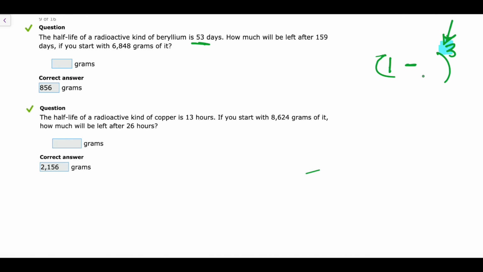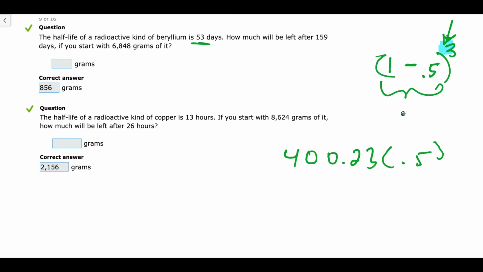0.5. So half-life problems are always the equation A equals P times 1 minus 0.5 to the exponent. And I remember it as, in percentage, how do you get half of anything? Like if something's $400.23 and you want to calculate half of that, you multiply it by what? 0.5. So this gets you your 0.5. Okay, so that'll get you your half, but then this is how many times you're applying that half.